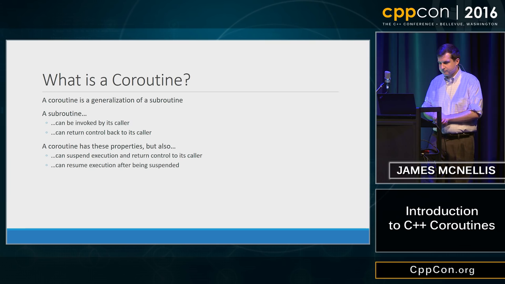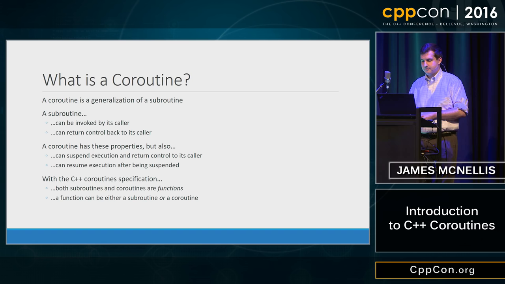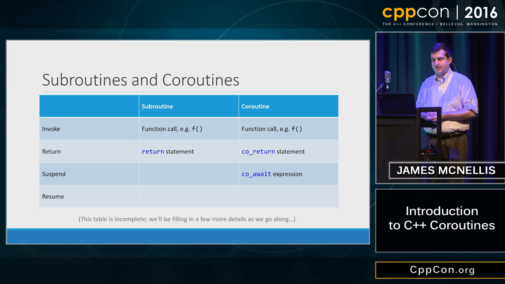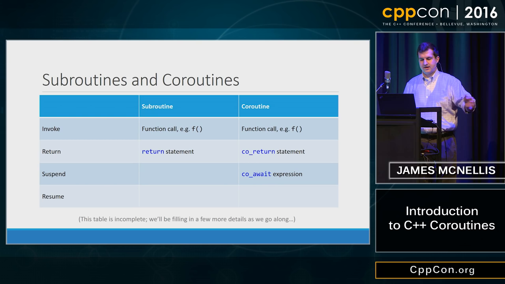So with the C++ coroutine specification, both subroutines and coroutines are functions, and a function can be either a subroutine or a coroutine. So I put this little helpful table here, and you'll see we have the four different operations, and for subroutines, we only have two of those. In order to invoke a subroutine, we make the function call. In order to return from the subroutine, we either use a return statement or we just fall off the end of the function. For a coroutine, we invoke it exactly the same way. We just make the function call. We return using this special co_return statement, which we'll look at. And then we suspend execution using co_await. And we'll look a little bit later at how we resume.